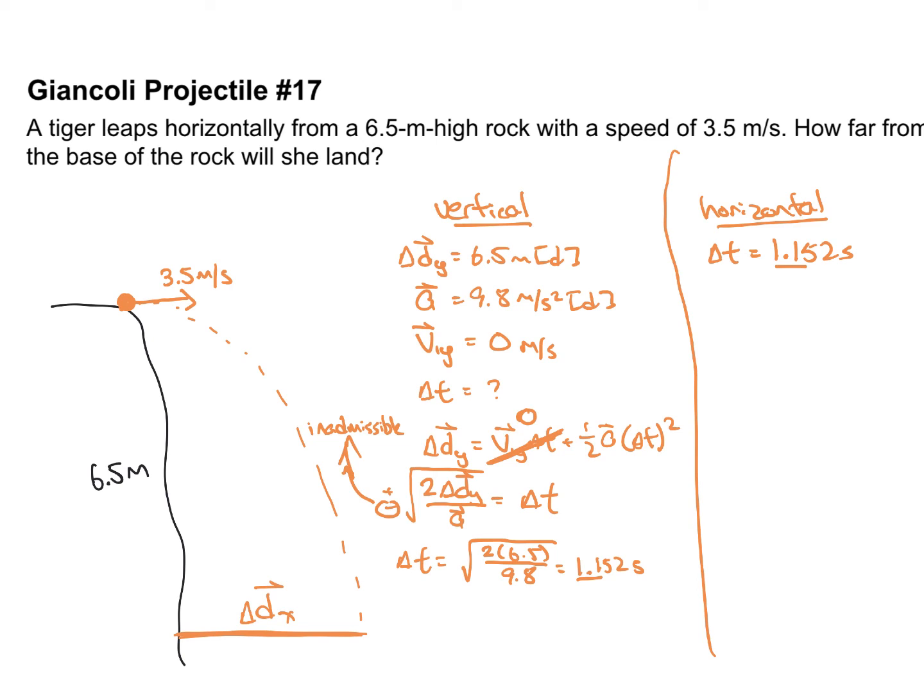And we know the horizontal speed, Vx, or the horizontal velocity of the tiger, Vx, is 3.5 meters per second. So I can use those two things to get the horizontal displacement, delta dx. That's just going to be the horizontal velocity multiplied by the time. The displacement equals velocity times time. 3.5 times 1.152.